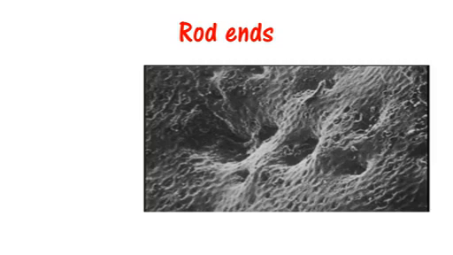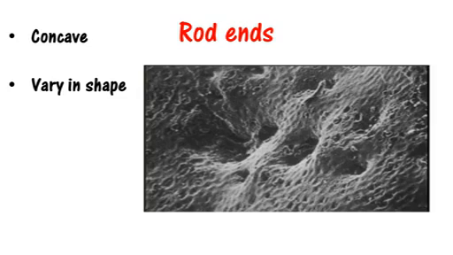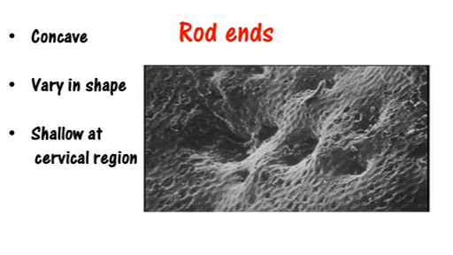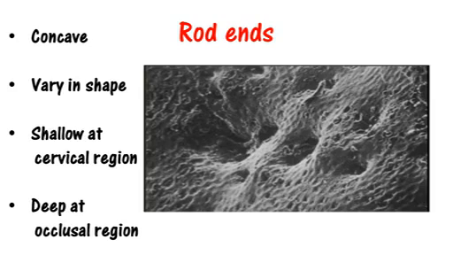The enamel rod ends are concave and they vary in their depth and shape. They are found to be shallow at the cervical region of the tooth, and they are deep at the occlusal or the incisal edge of a tooth.